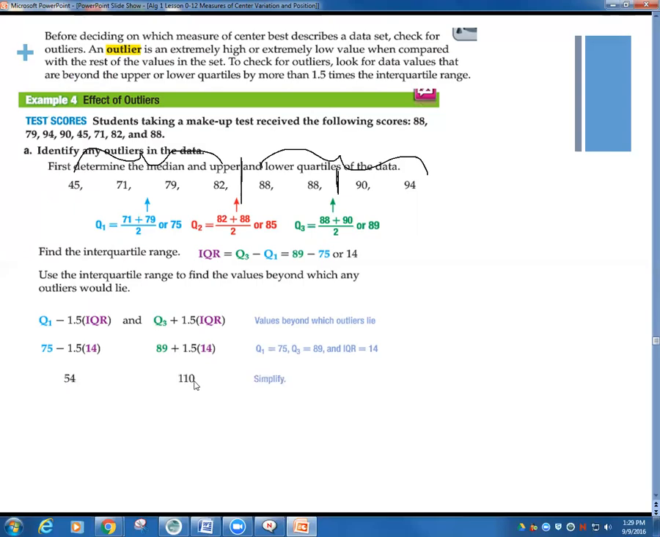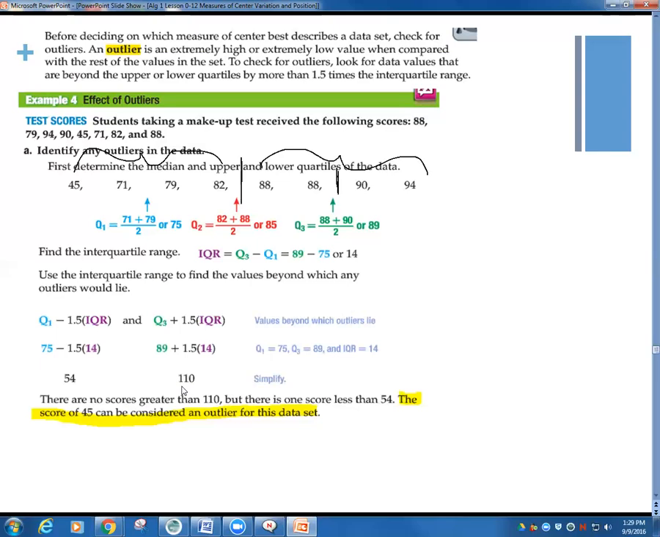So that means anything between 54 and 110 is not an outlier. If I have something beyond 110 or lower than 54, it would be considered an outlier. So 45 can be considered an outlier for this data set.